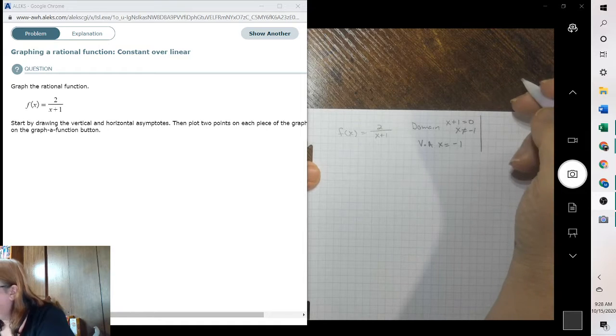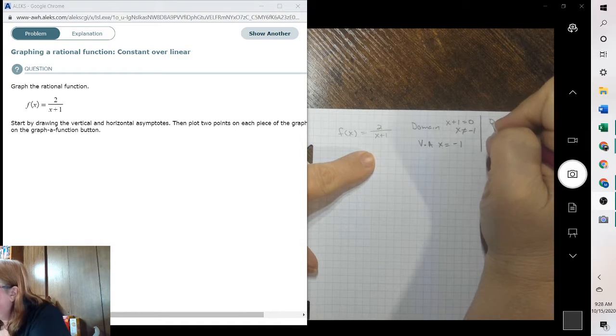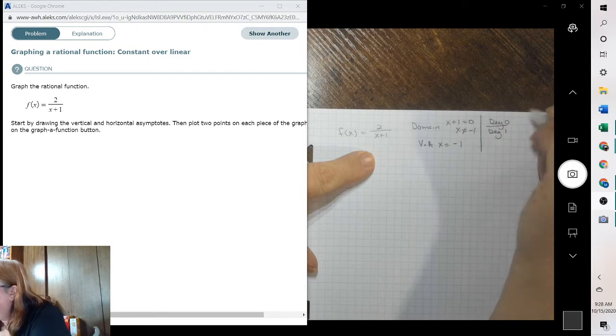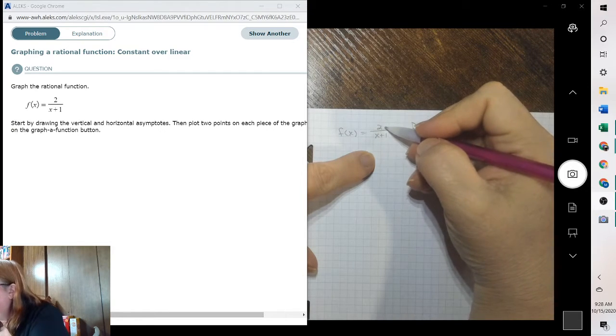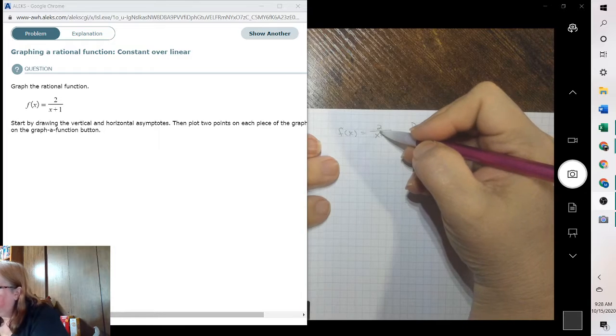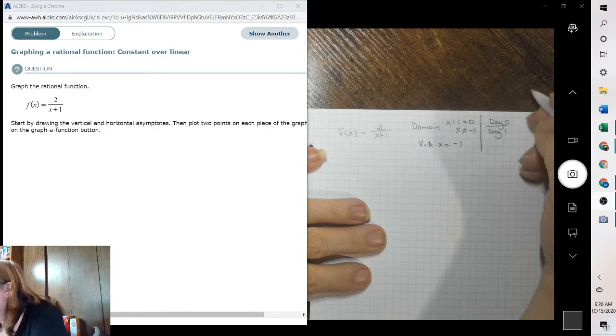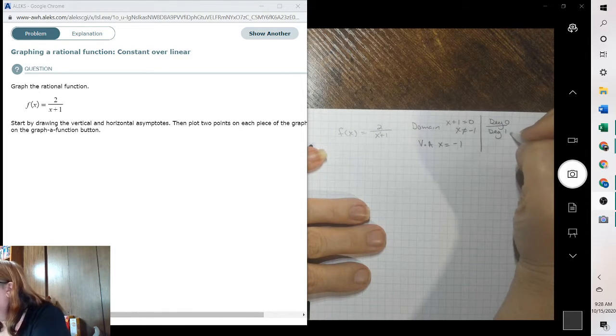For the horizontal asymptote, you look at the degree. The degree on the top is 0, and the degree on the bottom is 1. This is a constant, so the degree is 0. And this is x to the first, so the degree is 1. When the degree on the bottom is larger, the horizontal asymptote is y equals 0.